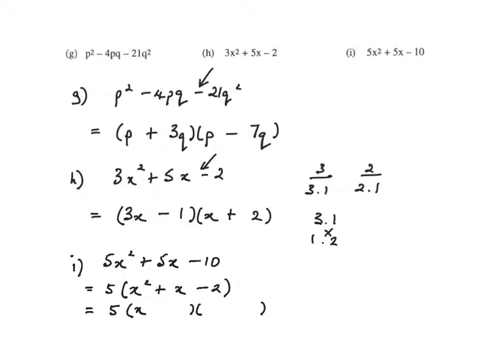It's got to be x and x, 2 and 1. The signs are different because of the negative in this position here. We want a plus 1x, that's to say I could have put a 1 here, so it's going to be plus 2 and minus 1.